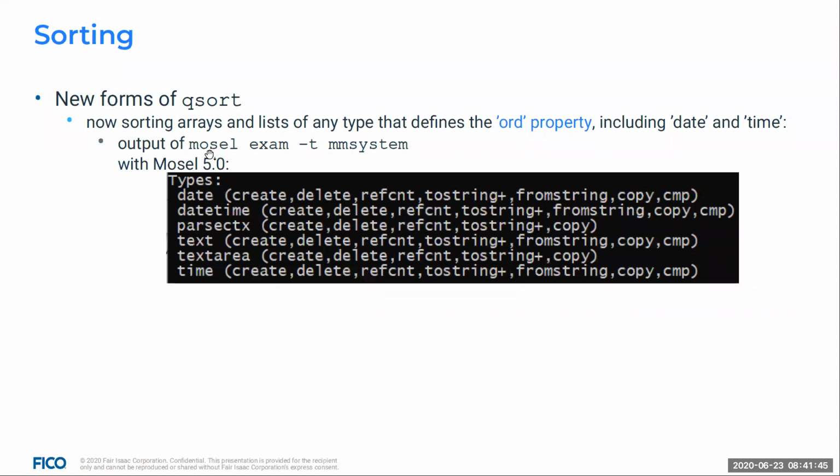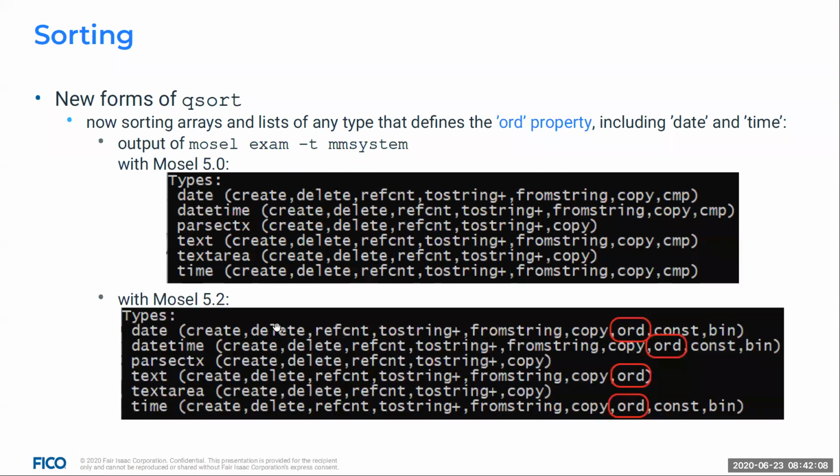If I'm typing at the command line, mosel exam -t for types, and then the name of a module, I'm going to see output like this. So I'm seeing the types defined by this module, and then a number of encodings, so the properties that these types implement. Well, this was the output with previous versions, Mosel 5. And now you see the Mosel version 5.2 has new markers.